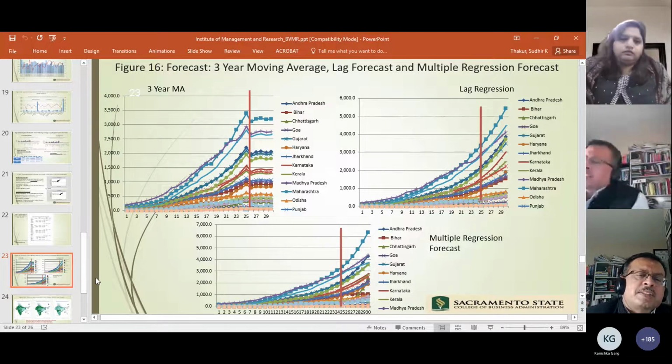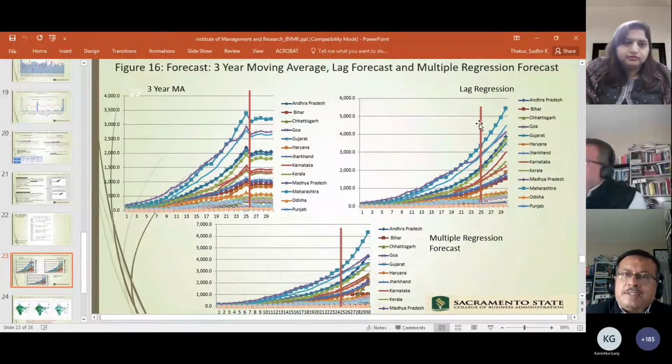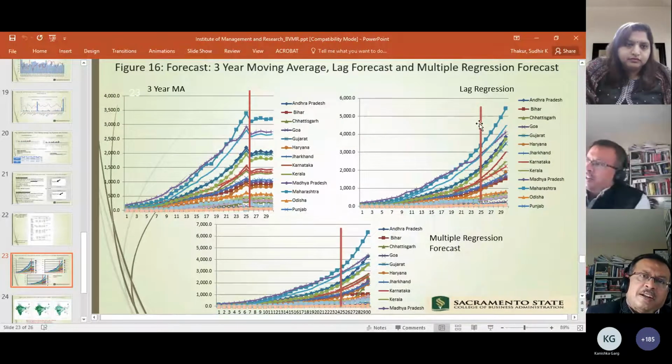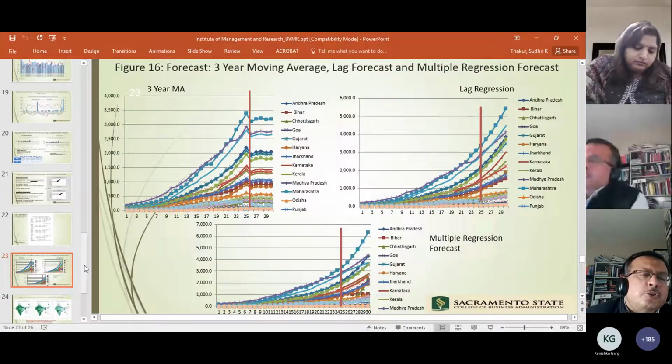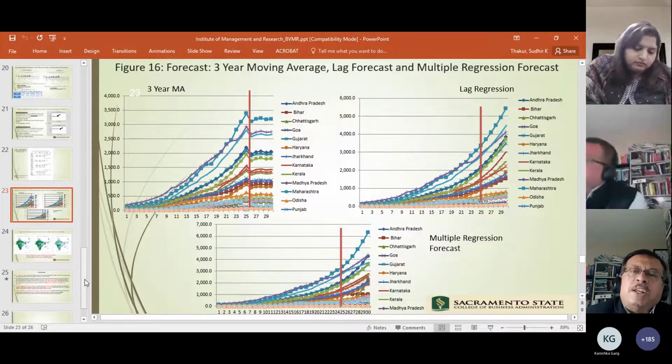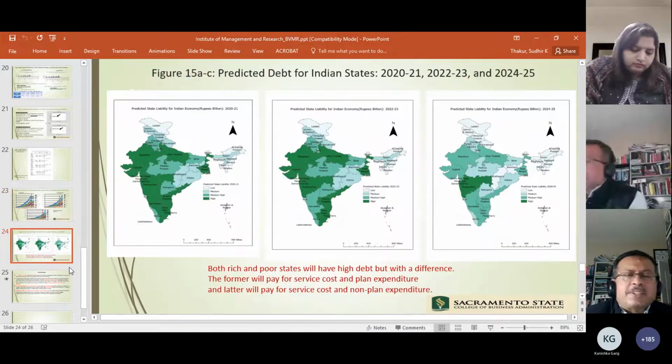But the moment you put this result, in particular, I use the state lag regression, where I'm saying that this year's state liability is a function of the previous year's state liability as well as the gross state domestic product. I'm using that model in order to do the prediction. So of the three, I use the state lag regression to do a prediction for 2021, 2022-23, and 2024-25, and put it on a map in a GIS format. And this is the map.